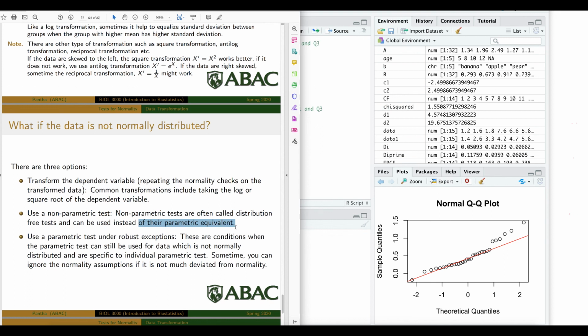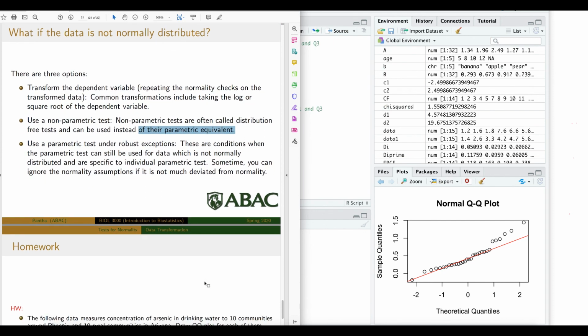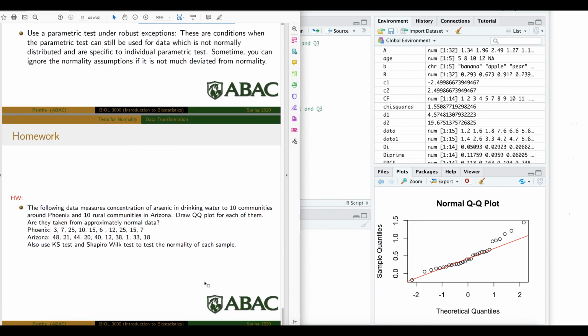Another option is to use a parametric test under robust exception. These are conditions when the parametric test can still be used for data which are not normally distributed, and they are specific to the individual parametric test. Sometimes you can ignore the normality assumption if it is not much deviated from normality. If it is close to normal, then you can still use it.